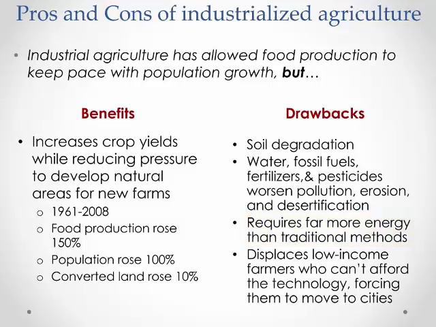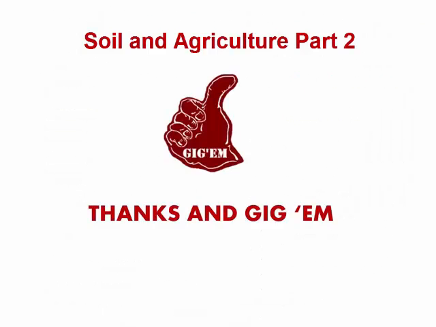Finally, industrial agriculture often displaces low-income farmers because they can't afford to compete with the technology and money of large industrial farms. In this way, it's very difficult for small-time farmers to make a living because they're competing with huge conglomerate agriculture companies. This concludes the mini lecture on soil, agriculture, and the Green Revolution.